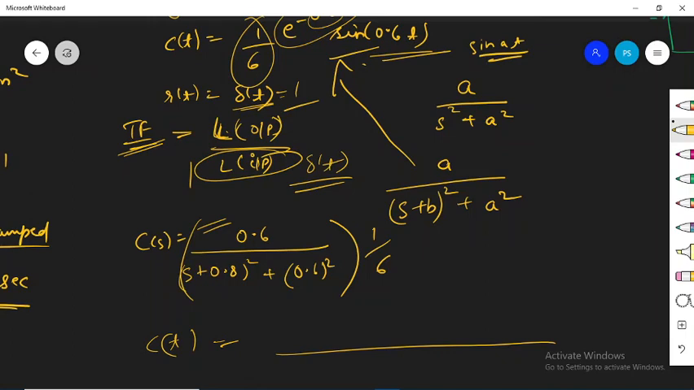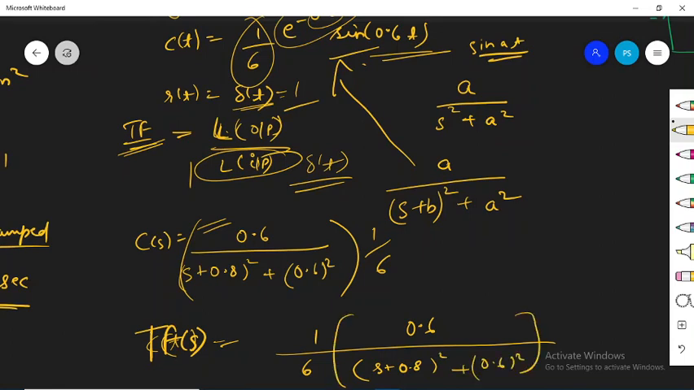Okay, so here the transfer function for the system will be given as 1 divided by 6 multiplied by 0.6 divided by (s plus 0.8) the whole square plus 0.6 the whole square.